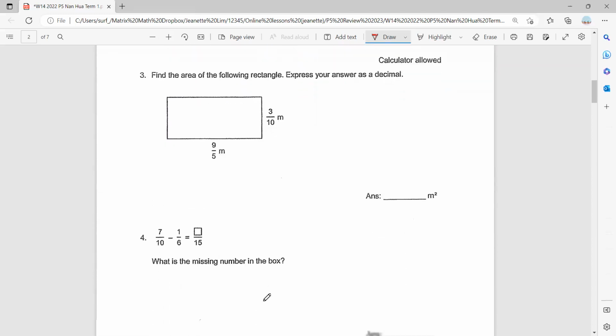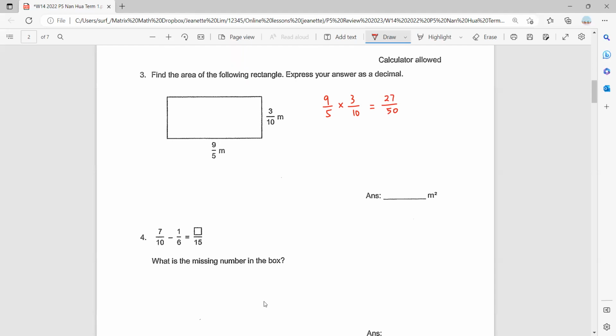Question 3, find the area. Area is length times breadth. So we take 9/5 times 3/10. Express your answer as a decimal. There's no simplifying, as in, we cannot simplify because the top and bottom have nothing to simplify. So 9 times 3 is 27. Then the denominator is 50.